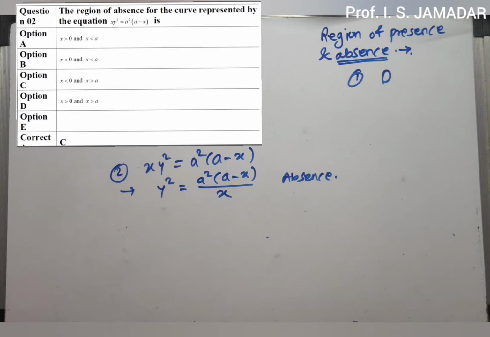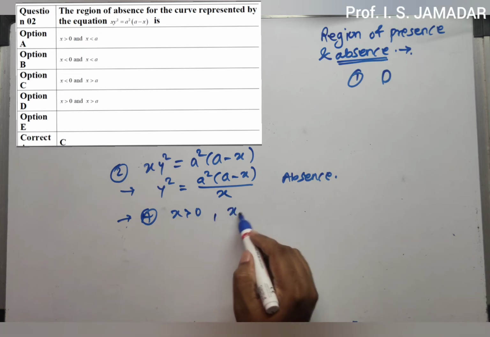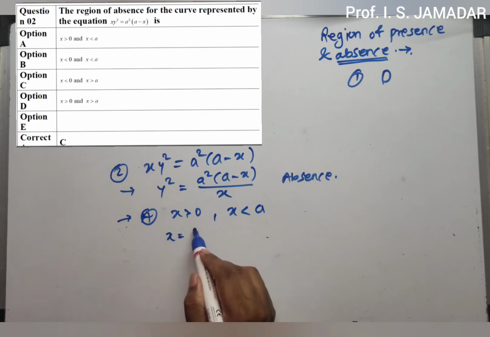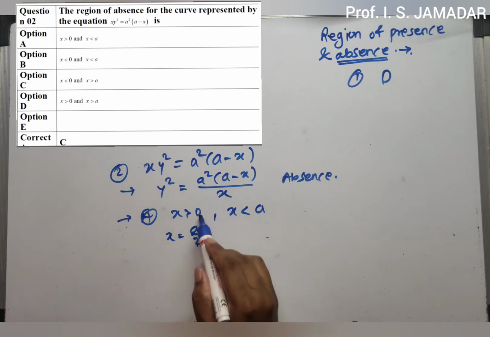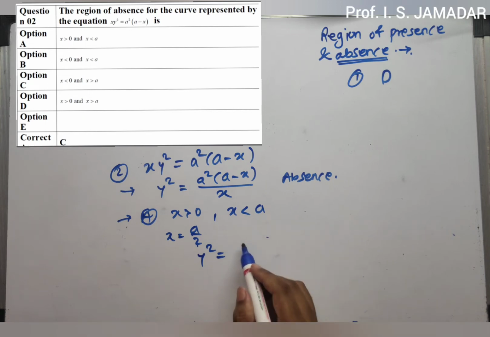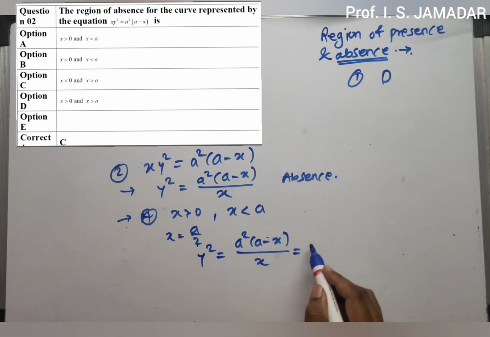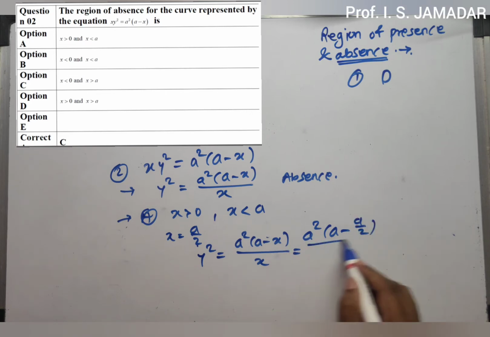So what are the options? Option A is x greater than 0 and x less than a. So let us check option A. These are the two things. Suppose we take x is equal to a upon 2. So both the things will be satisfied. x is equal to a upon 2 is greater than 0 and also less than a. So you calculate y square for this. y square is equal to a square into a minus x divided by x, that is a square into a minus a by 2, divided by a by 2.